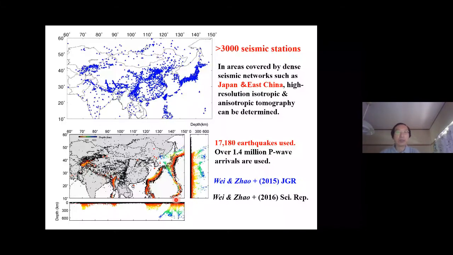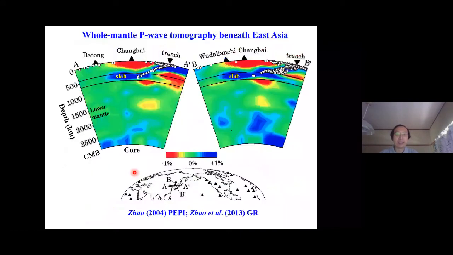This figure shows a whole mantle tomography beneath the East Asia region. It shows two east-west vertical cross sections from the surface down to the core-mantle boundary. Here, the red color shows low velocity, meaning the velocity is slower than the average velocity in the standard Earth model, such as the SP91 Earth model. And the blue color shows high velocity, meaning faster velocity than the standard 1D velocity model. And here, the white dots show the earthquakes within widths of about 50 kilometers along each cross section.